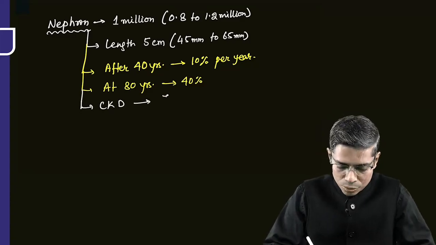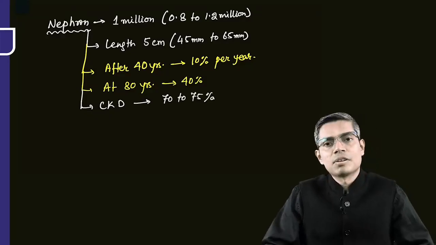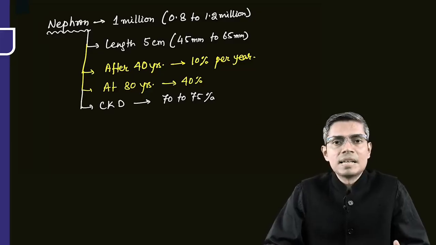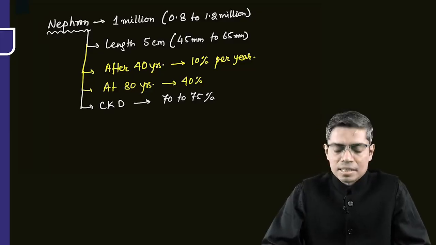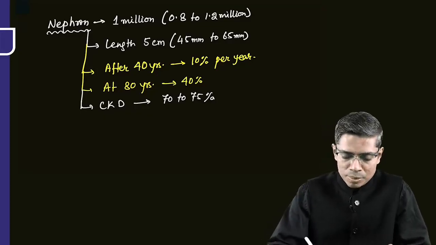But clinical problems, like for example chronic kidney disease, will arise whenever the total number of nephrons is reduced to 70 to 75% of the original. Means only 20 to 25% of nephrons are remaining. Then the clinical problem will arise, that is nothing but chronic kidney disease. So this small information you have to remember for your MCQ.